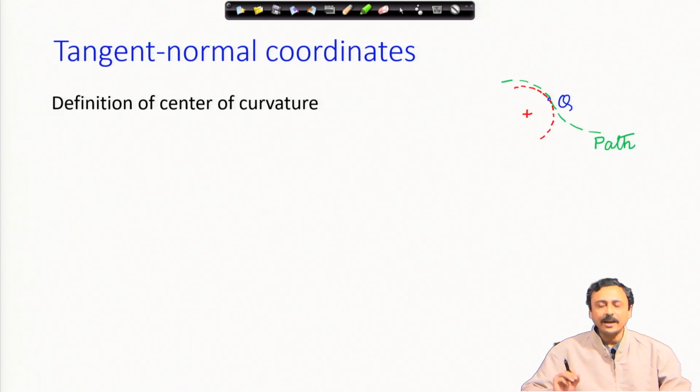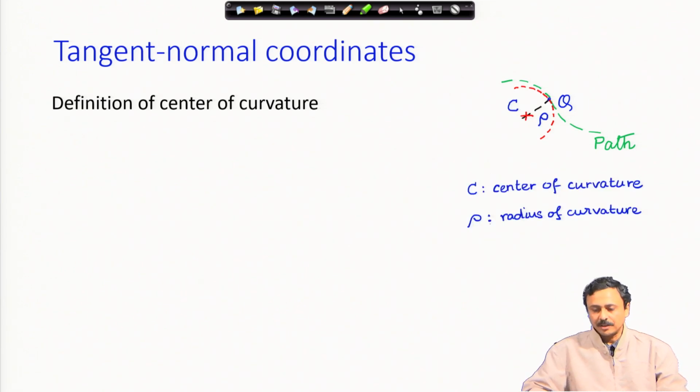Suppose I have done that and I have found the center of curvature at that point where the particle currently is. That red plus symbol signifies the center of curvature. So, it is the center of the circle that matches with 3 infinitesimally separated points around this location of the particle. Therefore, this C point is the center of curvature and rho is the radius of curvature.